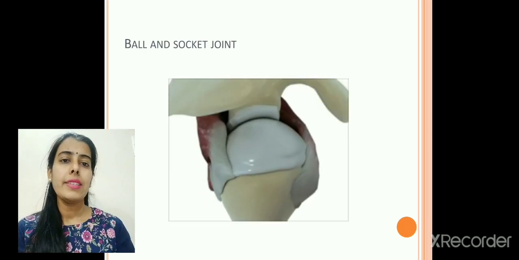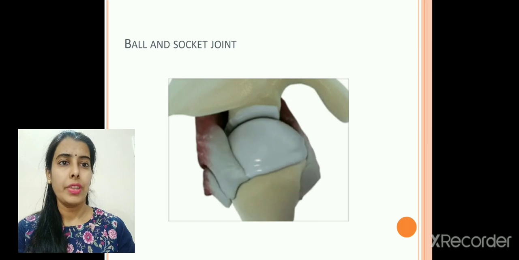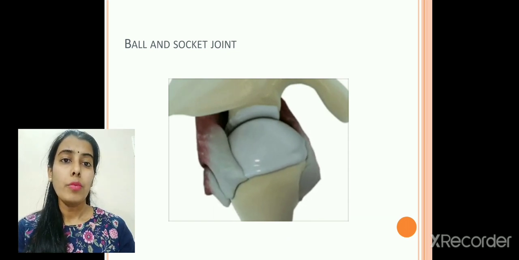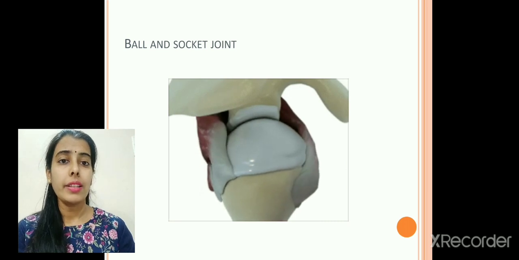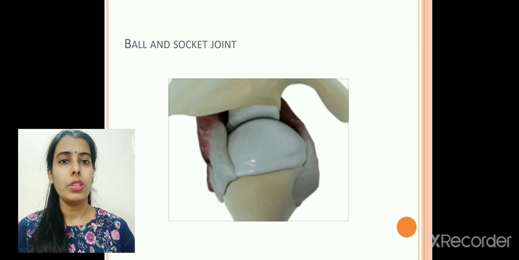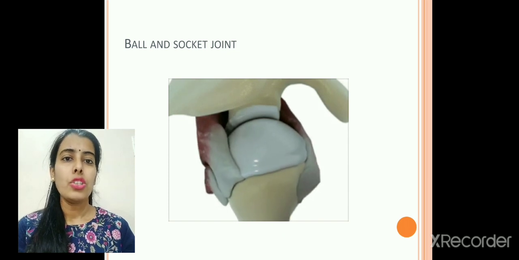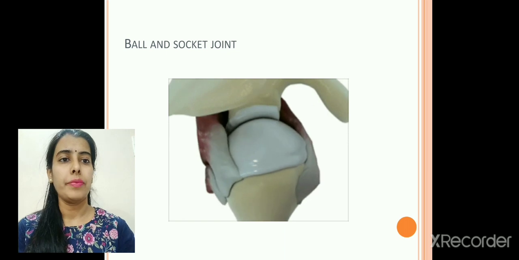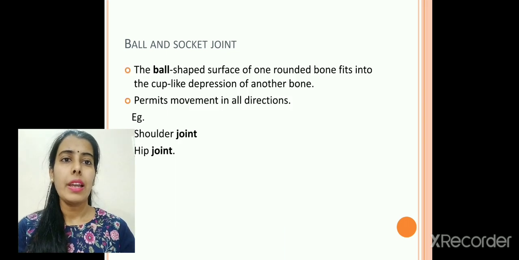Next is the ball and socket joint. Ball and socket joints are found where one bone acts as a socket and the other bone has a rounded end which fits into the socket. Such joints occur at our shoulders and at our hip joint. They allow movement in all directions.